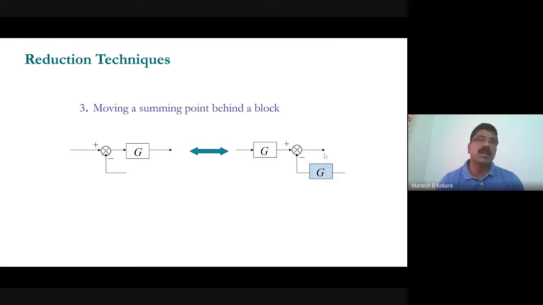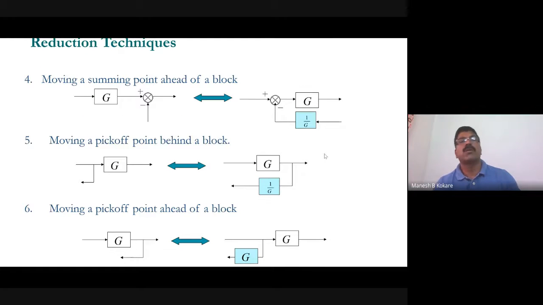Then the next one, the fourth rule, is moving a summing point ahead of the block. Like for example, this summing point is here and you would like to shift this one, right? Now suppose this is the x signal and this is the y signal. So what will be the output of this one? x into z. And what is the output of this one? Only y.